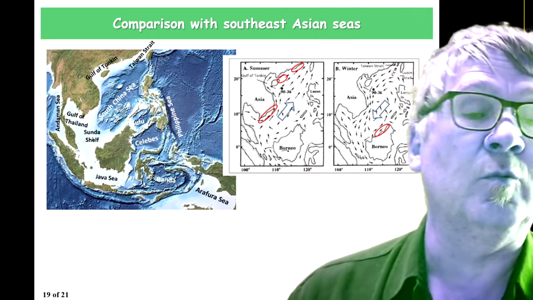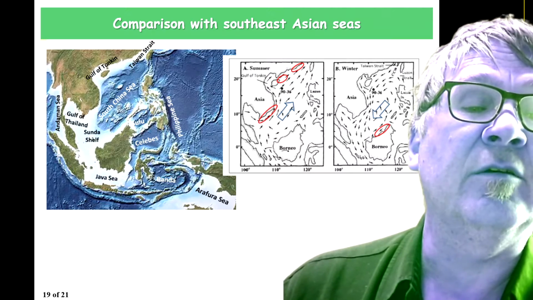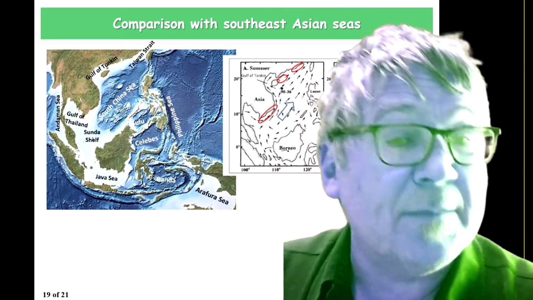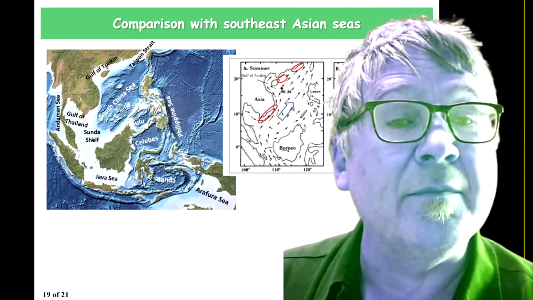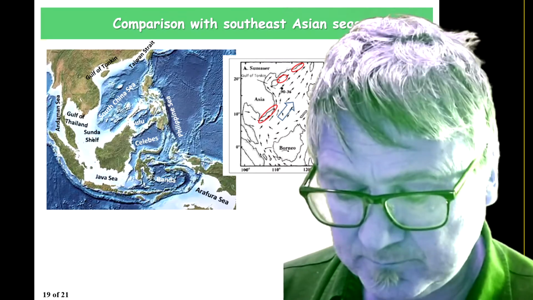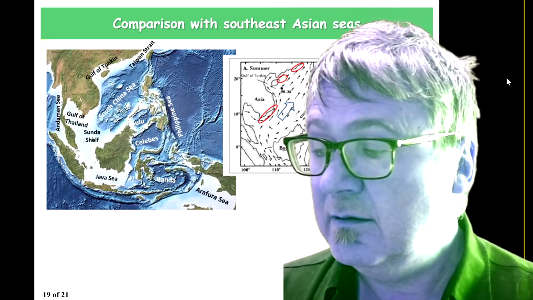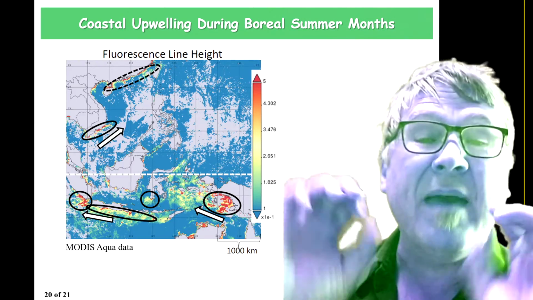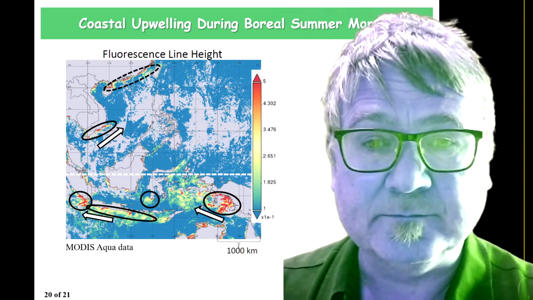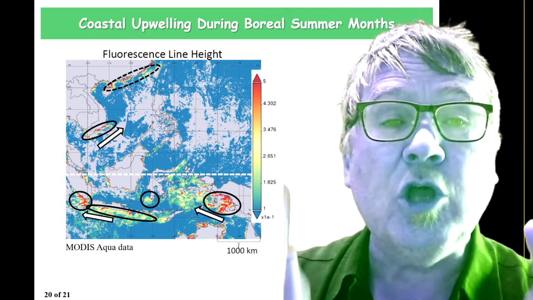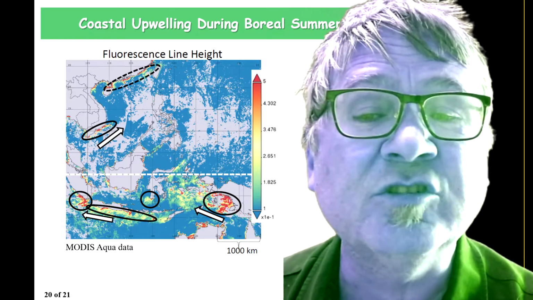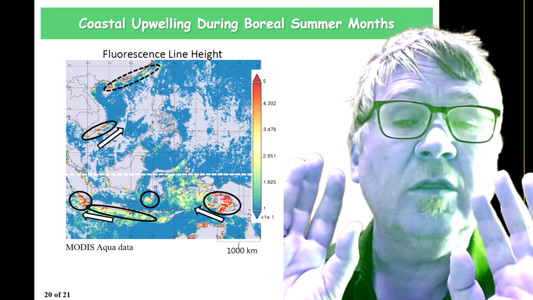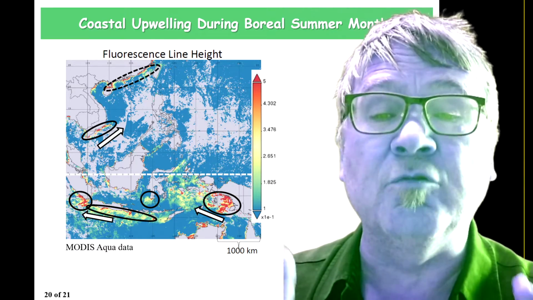And with the wind reversal during wintertime, you expect here on this coast of Borneo some upwelling. Let's just have a look at the snapshot during summertime, in the northern hemisphere, boreal summer, looking at satellite data. Here are maps of satellite data, but it's not chlorophyll A or ocean color. It's an alternative property that is called fluorescence line height.